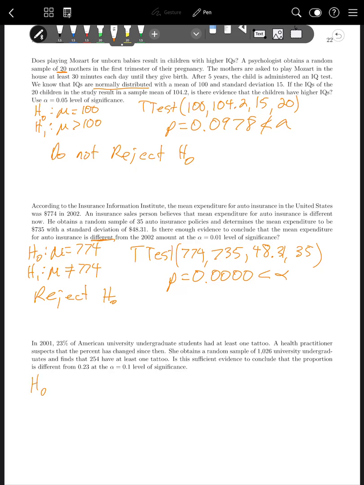Okay, so this time we're dealing with proportions, right? They didn't use the word mean anywhere. So this would be P equals 0.23, and we want to know if it's changed, so that's P does not equal 0.23. We're going to do a 1 prop Z test, and we're going to put in P, so 0.23, X, which is 254, and N, which is 1026.